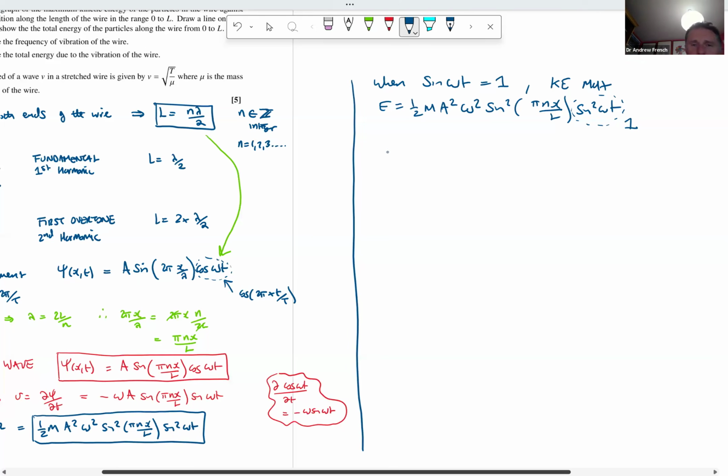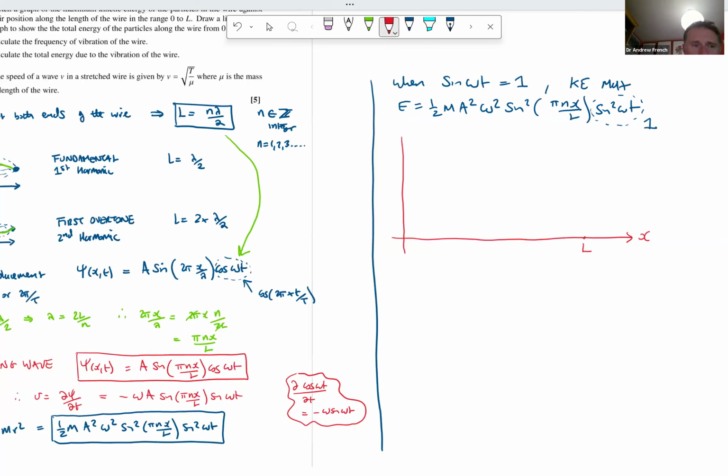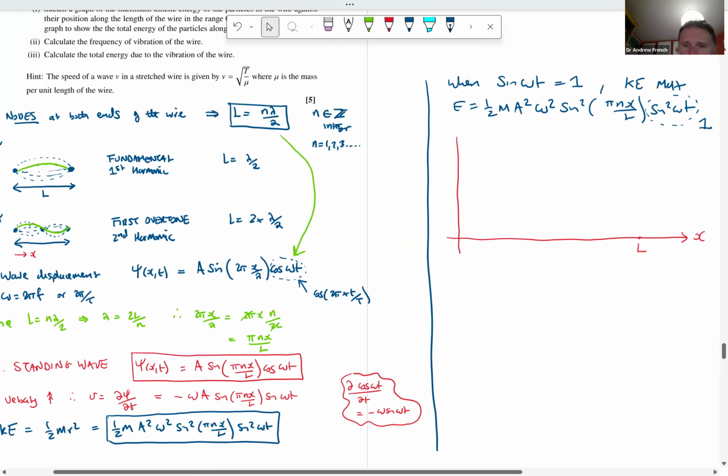So in a snapshot in time, we can then plot the kinetic energy. That's x along our wave, and that's L. If you look at our standing waves, I'll put that over there. And this is our kinetic energy. We'll put that KE. There's our kinetic energy. Let's call that KE max.